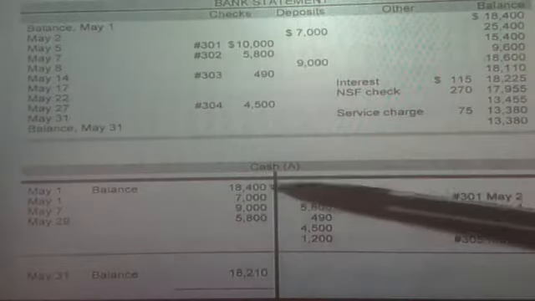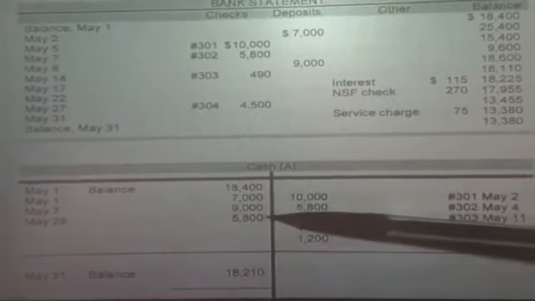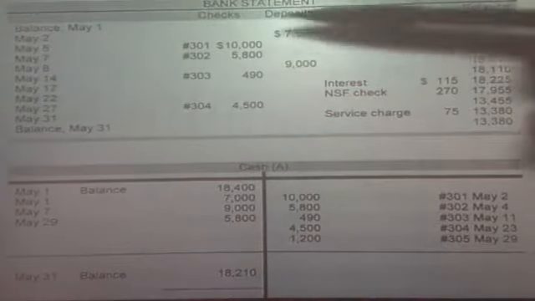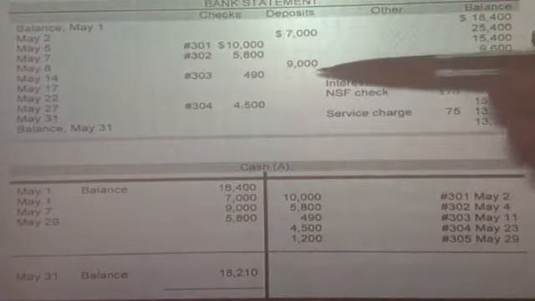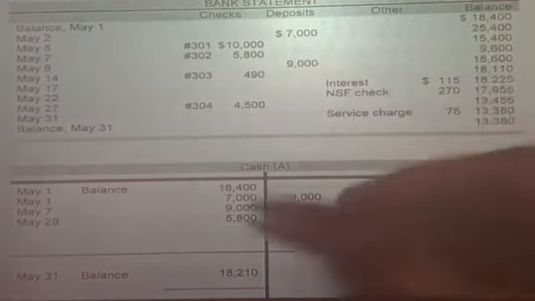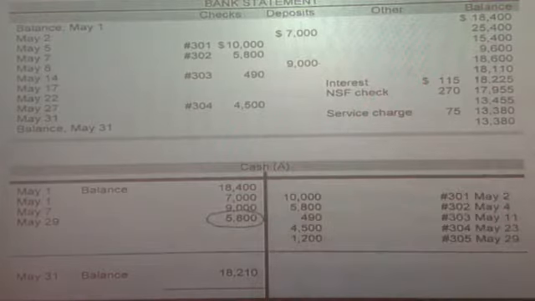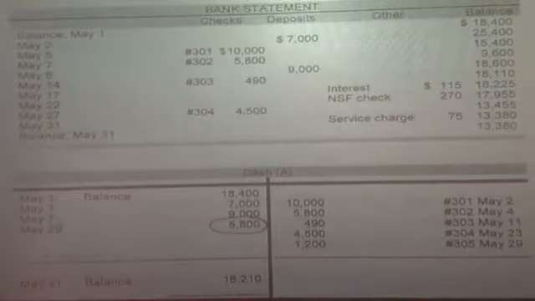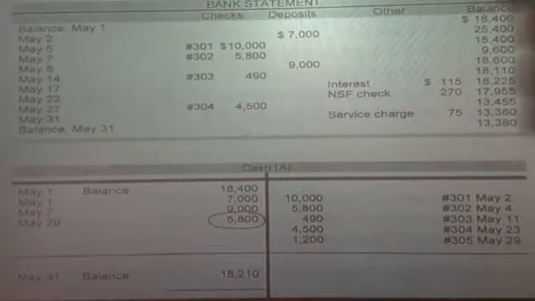And we see that we have deposits: 18,000, 7,000, 9,000, 5,800. In our bank statement, we have deposits of 7,000 and 9,000. So this 5,800 deposit needs to be input into our bank account. Okay.